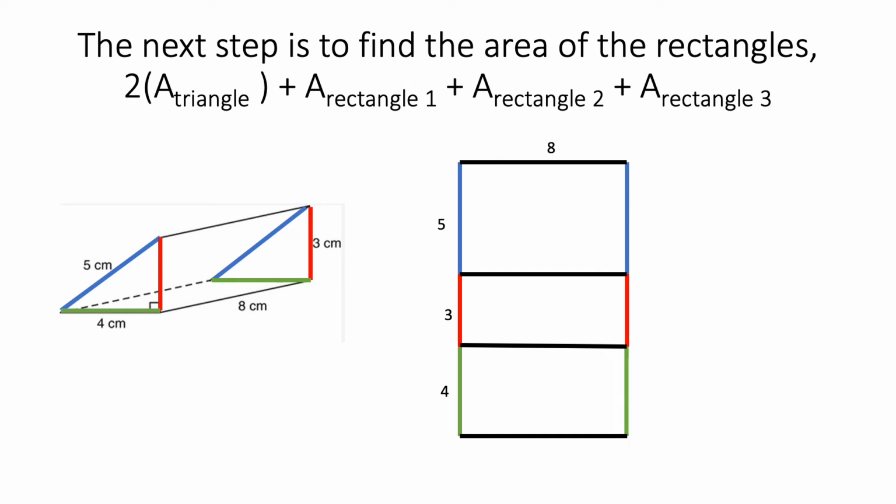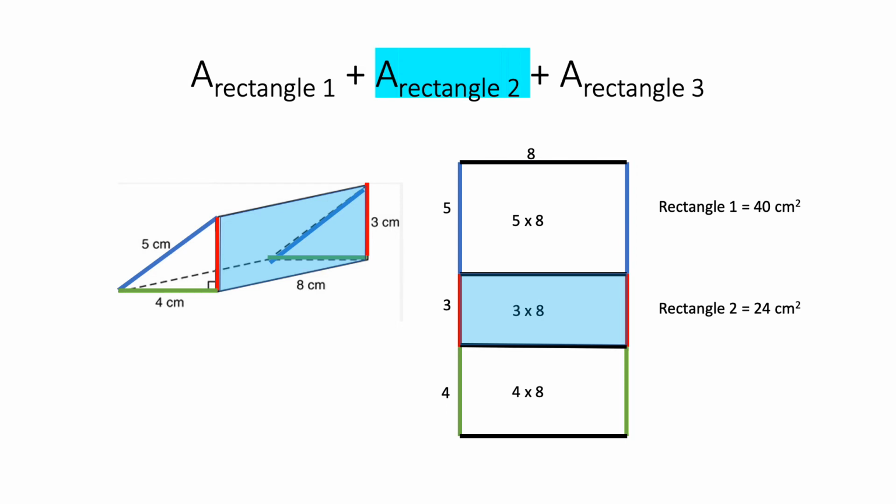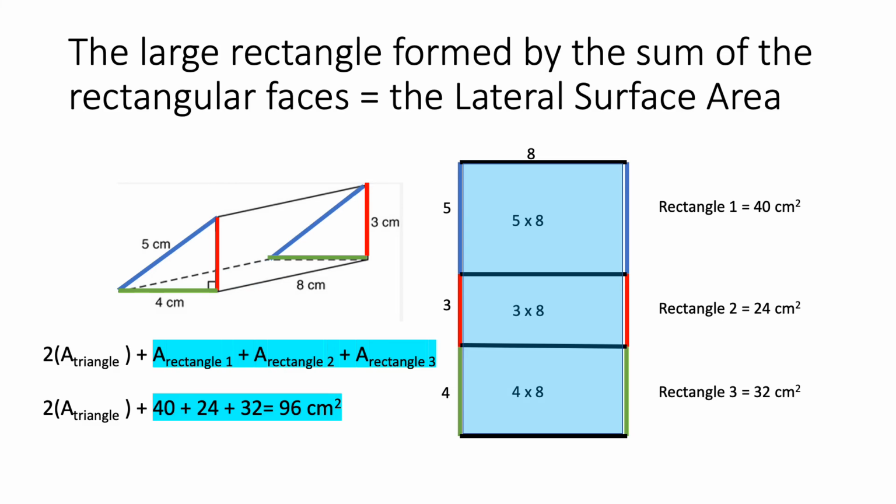Next, we'll find the area of the rectangles. Notice that the length going across each of these rectangles is the same. They each have a length of 8 because this is the height of the prism. We'll start by finding the first rectangle has a dimension of 5 times 8 or 40 centimeters squared. The second rectangle has dimensions of 3 times 8 or 24 centimeters squared. And the third rectangle has measure of 4 times 8 or 32 centimeters squared.